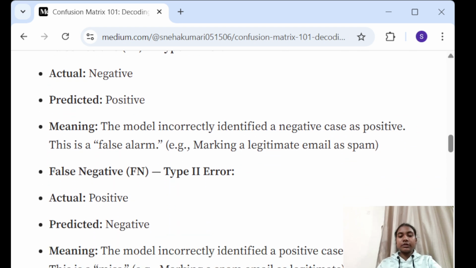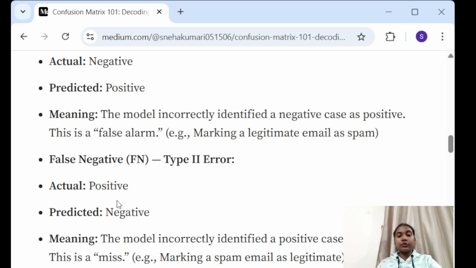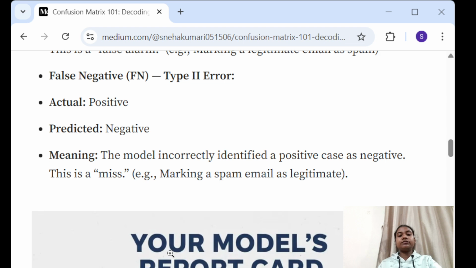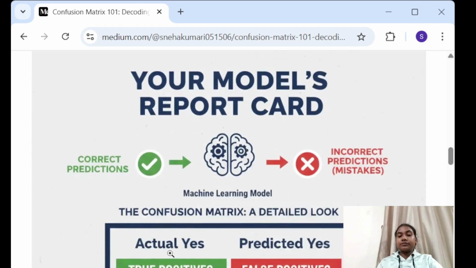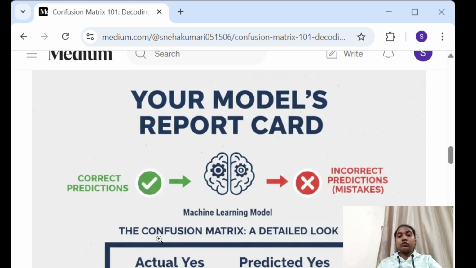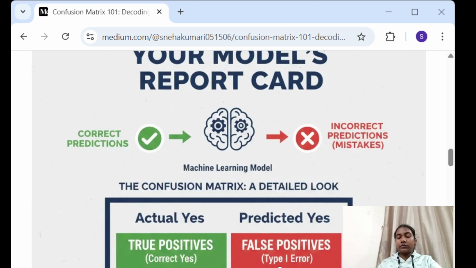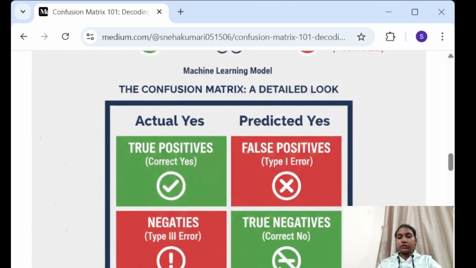And the fourth pillar is false negative. This is the type 2 error, where the actual value is positive and the predicted value is negative, meaning the model incorrectly identified a positive value as a negative value. This is a miss. You can also say that we missed the value. The matrix looks something like this, with the actual value and the predicted value, as we have seen in the last picture.